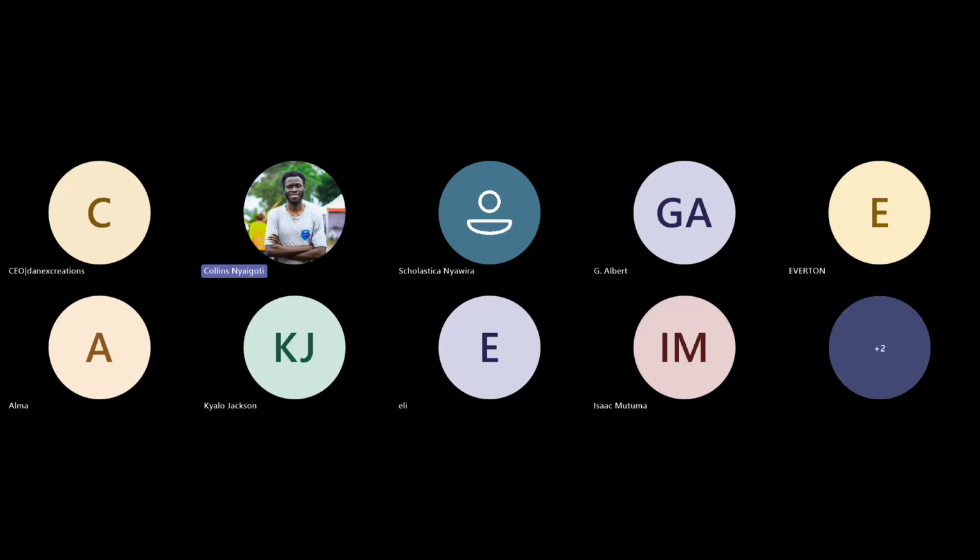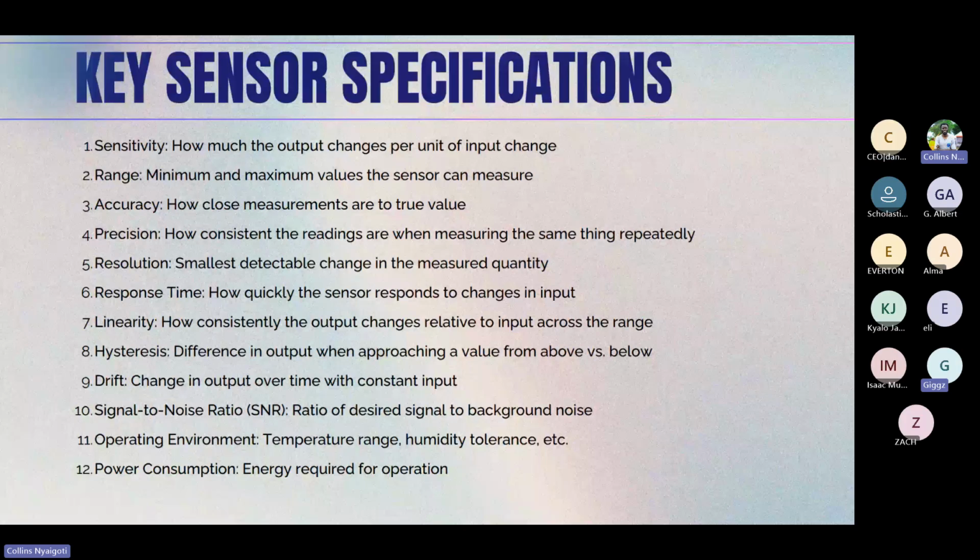Because some sensors have hysteresis. You find that when the data is reducing and when it's increasing, you get different values, and this can bring problems in some projects that need accuracy.